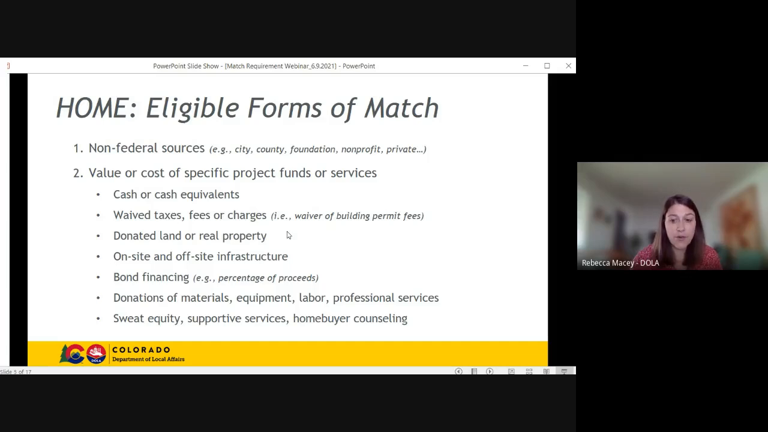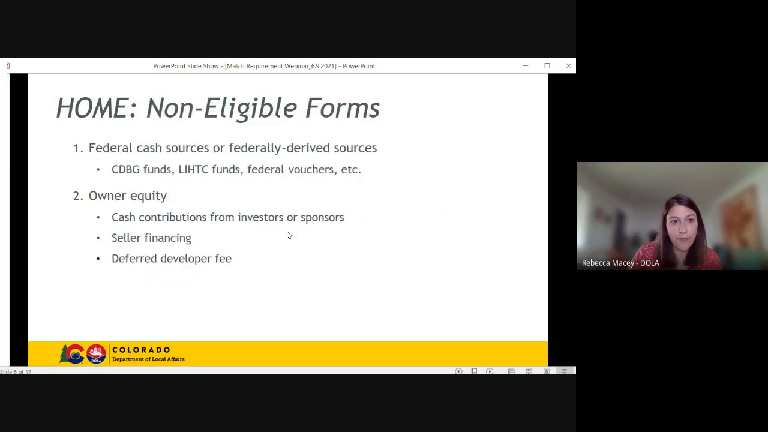Additionally, donated land or real property, on-site and off-site infrastructure, bond financing, and it's the percentage of these proceeds. We can go into specifics about that. Donations of materials, equipment, labor, or professional services. Then it also allows for sweat equity, supportive services, so contributions if they're non-federal supportive services contributions, or homebuyer counseling. So there's definitely a variety of ways to meet match through HOME.